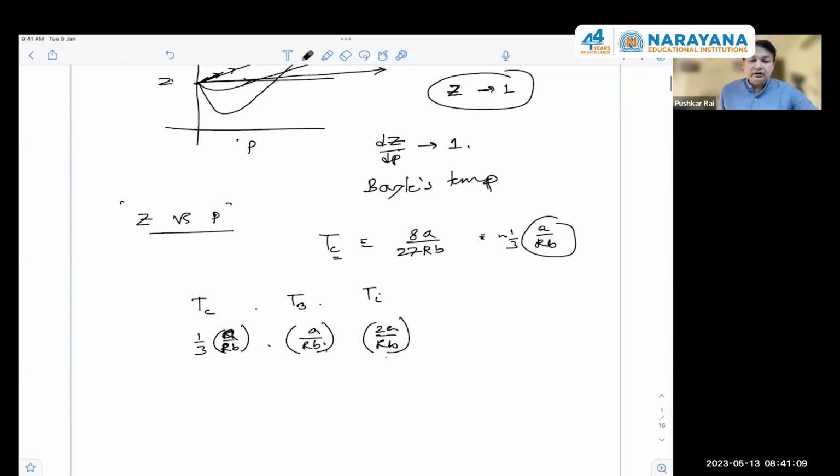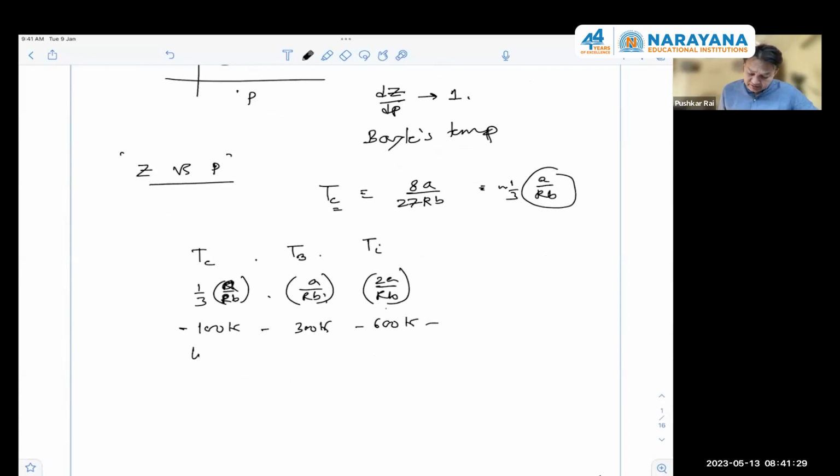So you see, if the critical temperature is 100, then TB should be what? Any guess? It should be 300 Kelvin. And T inversion should be what? 600 Kelvin. So that is the difference between these three temperatures. Keep it in mind. The gas starts liquefying near this; this is the liquefaction point. But this is the point where it will start behaving ideally.